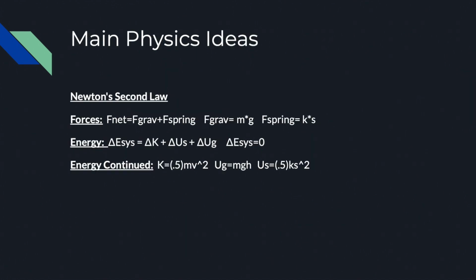Main physics ideas. Newton's second law, forces, where F net equals F grav plus F spring, F grav equals mg, and F spring equals ks. Energy, where delta E of the system equals delta K plus delta US plus delta UG, and delta E system equals 0. Energy continued, where K equals 1/2 mv squared, UG equals mgh, and US equals 1/2 ks squared.